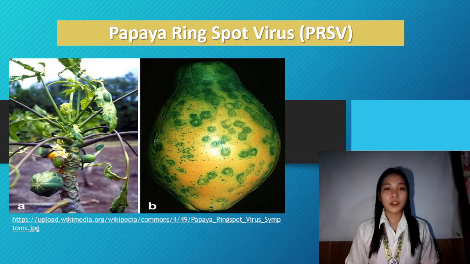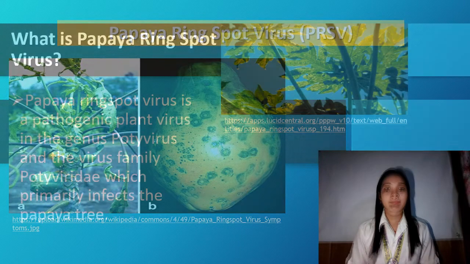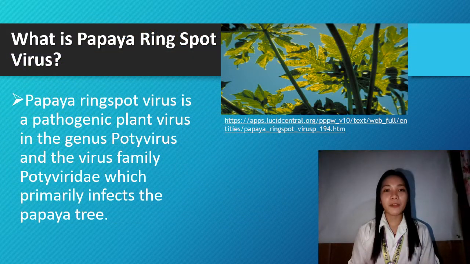Now let's proceed to papaya ring spot virus or PRSV. What is papaya ring spot virus? Papaya ring spot virus or PRSV is a pathogenic plant virus in the genus Potyvirus and the virus family Potyviridae, which primarily infects the papaya tree. It is transmitted between plants by mechanical activities like pruning and by numerous aphid species such as Myzus persicae. No seed transmission has been detected.